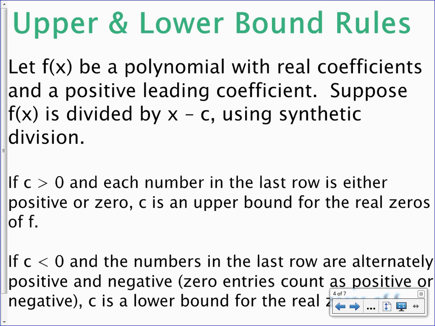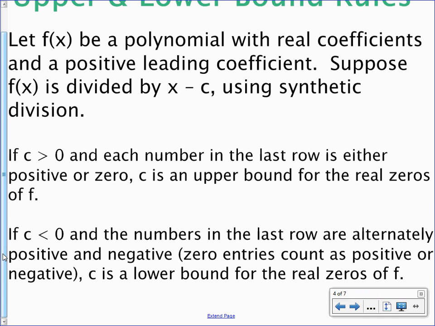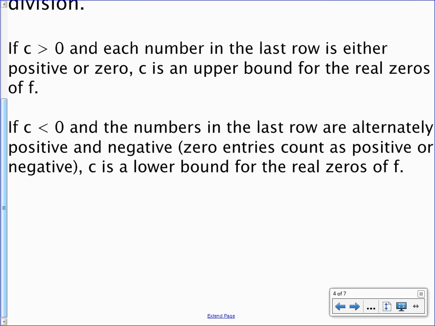And then we have a lower bound if we use a negative possible zero, and our last row alternates between positive and negative. A zero we can count either way. So if they alternate signs with a negative possible zero, then we have a lower bound. Don't try anything lower.